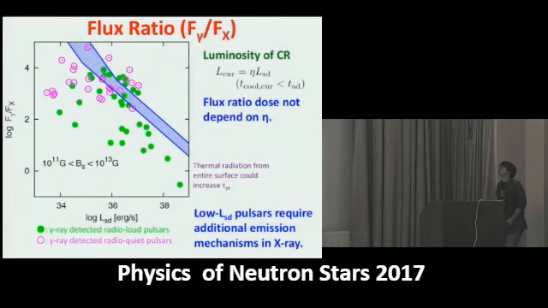Next is the flux ratio between gamma ray and X-ray. In our model, gamma-ray luminosity is described by this. Luminosity is proportional to the model parameter eta and the spin-down luminosity. X-ray is also proportional to the model parameter, so the flux ratio does not depend on the model parameter. So our model predicts this line. The width corresponds to the range of magnetic field.